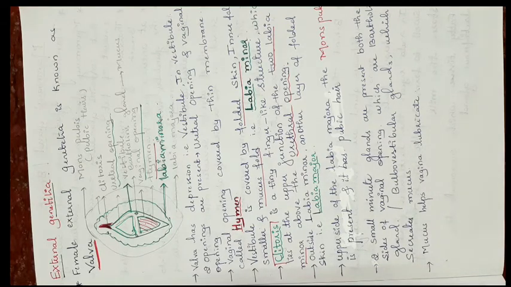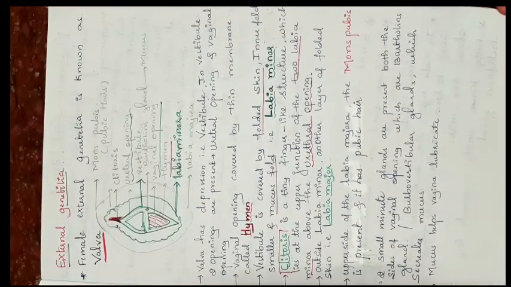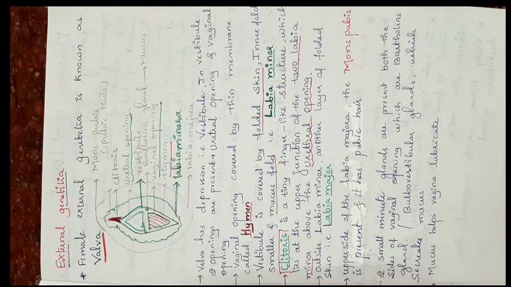The clitoris is present in females, but the homologous organ in males is the penis. Just as the penis is present in the male reproductive system, similarly in the female reproductive system the clitoris is present. Okay, it will come in competitive exams like NEET. The homologous organ of the clitoris in the male reproductive system is the penis.